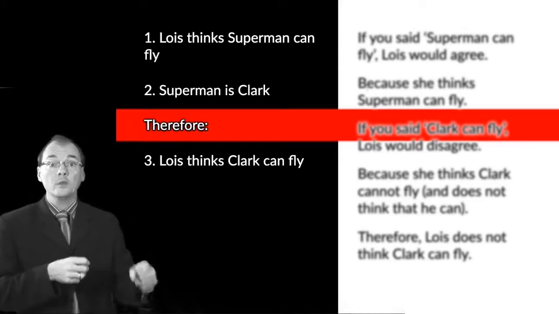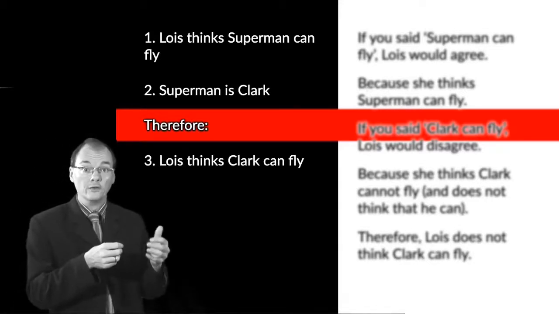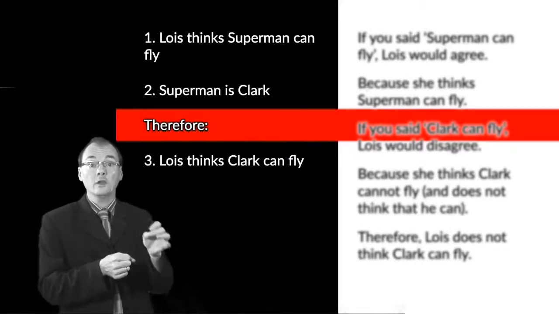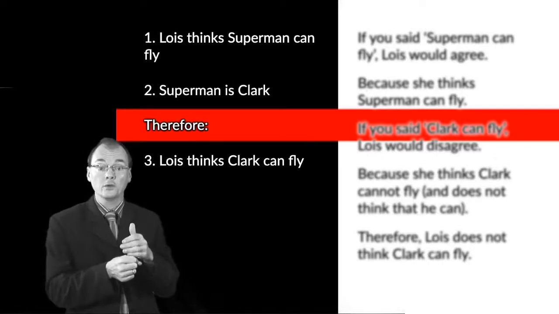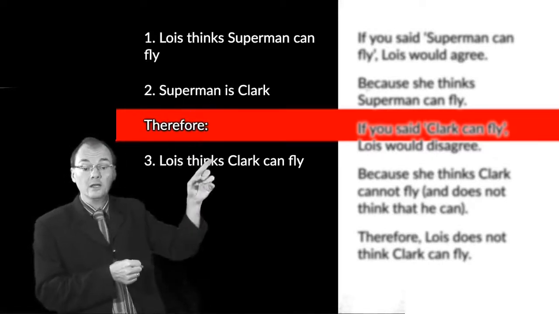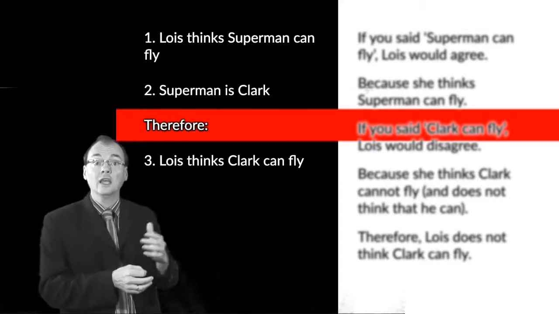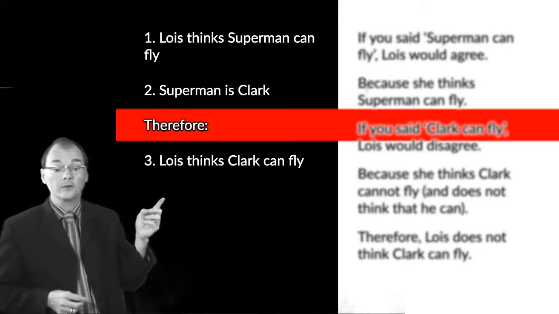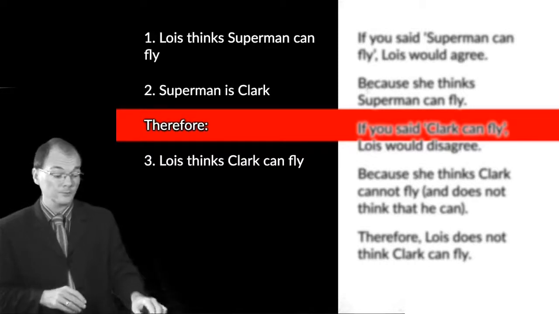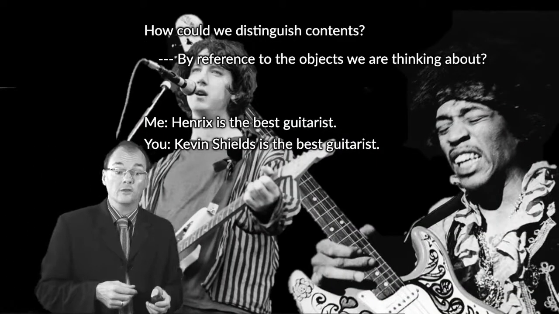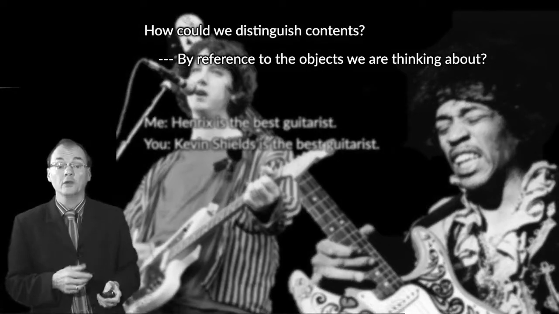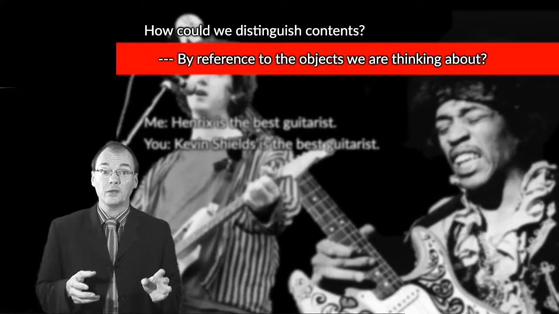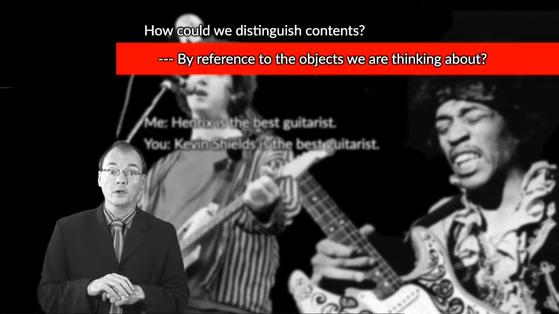It follows from that that we can't distinguish the contents of thought by appeal just to the objects about which people are thinking. If we distinguish thoughts just by appeal to the objects thought about, because Superman is Clark, it's the same object thought about in each case. It would therefore be the same content, and so the same thought. But it can't be the same thought because 3 is false, while 1 and 2 are true. So we have to reject this idea that I introduced to you a moment ago, the idea that it's by reference to the objects we are thinking about that we distinguish contents. That idea will not work at all.